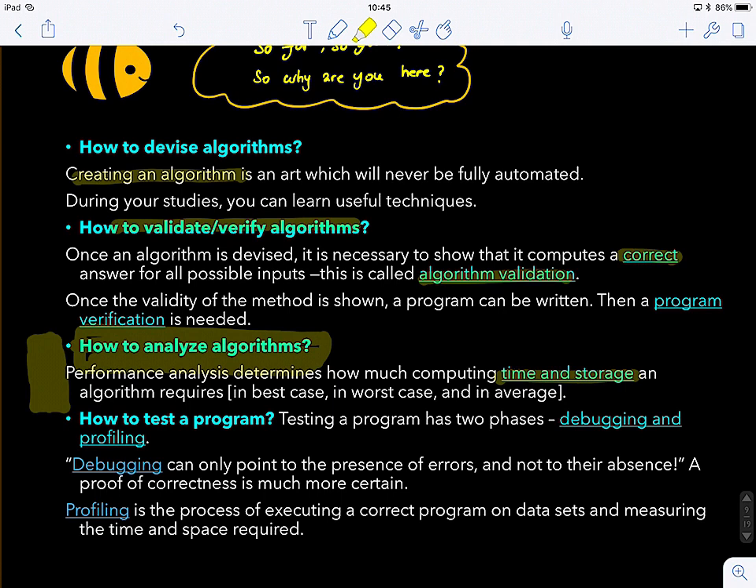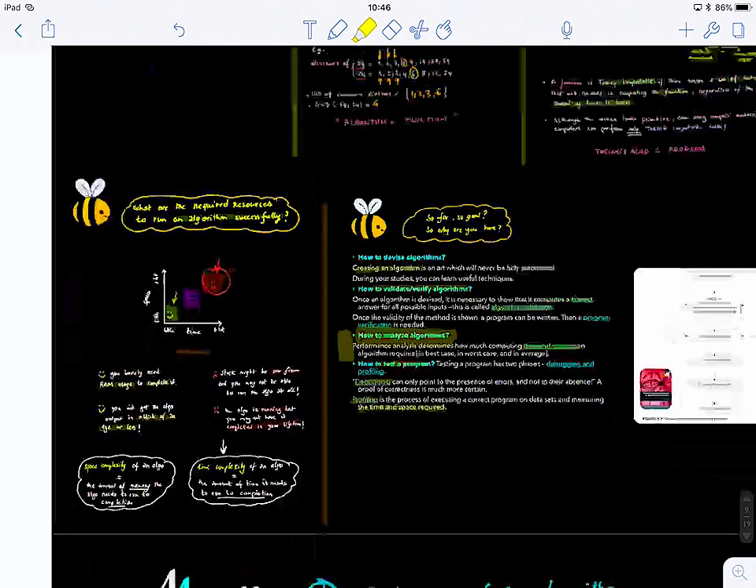There's another thing. If you want to become better at programming algorithms and testing them, there is a whole field called algorithm testing, debugging and profiling. Profiling means the process of executing the correct algorithm on different data sets and measuring the time and the space. So we're going to do a little bit of profiling during this course, but mainly trying to analyze these algorithms and learn how they work.